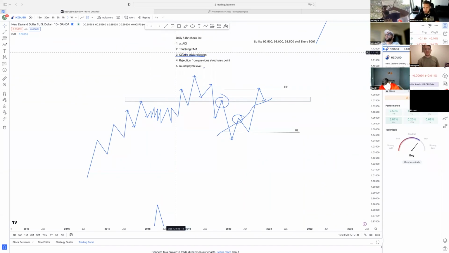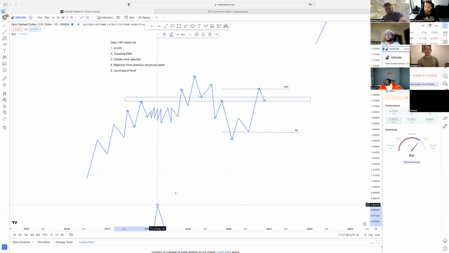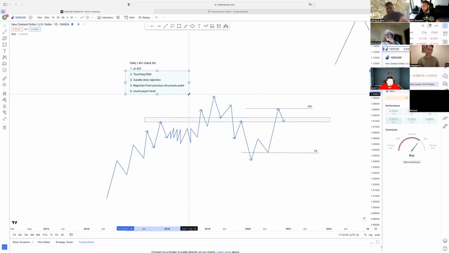All right. So what I want you guys to understand is that after the area of interest comes a series of confluences that I didn't make up, that the market gives you as well. So after we understand that we are at our area of interest, I then have a series of checklists that I look for confluences to add to my trade. So I look to add to my trade whether we are touching the EMA, whether we have a candlestick rejection from previous structure point, around psychological level.